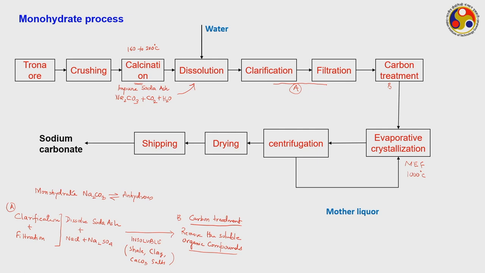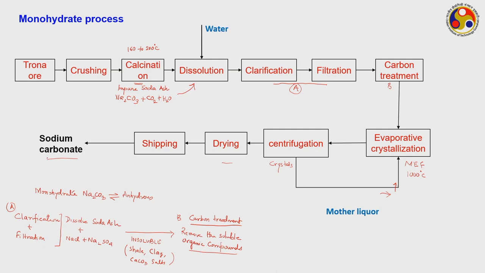Then you do centrifugation. Crystals are formed here, so you do centrifugation of the crystals, and then you have the mother liquid. The mother liquid is sent back to the crystallizer. The crystals, you dry them, and then you dehydrate at 150 degrees Celsius. Then you get it ready for shipping and finally you get sodium carbonate.